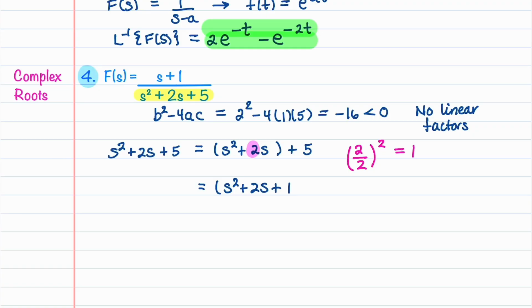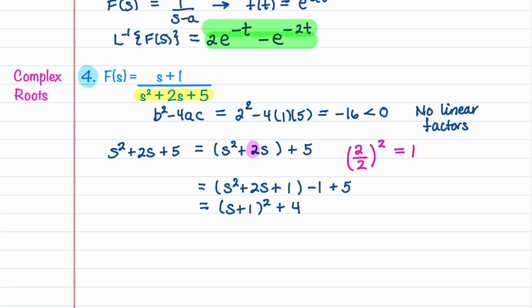That 1 is what we need to make a perfect square. And then we close the parentheses, but we can't change the problem, so we have to subtract 1. And then our 5 comes along for the ride. Now we're going to factor this. This becomes s plus 1 quantity squared, and then minus 1 plus 5 gives us plus 4.